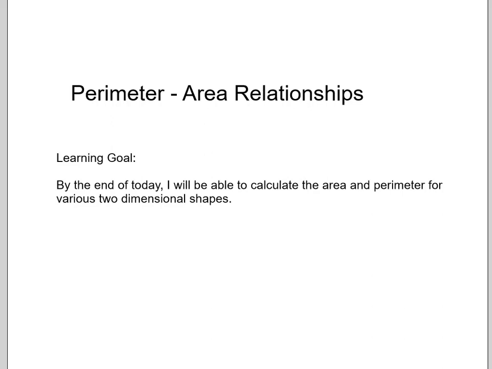All right, today's discussion is going to revolve around perimeter and area relationships. Just a reminder, perimeter is the distance around the outside of an object, and the easiest way to think of it is that you could measure perimeter with a string, and area, the best way to think about it is you could measure it with pieces of paper or tiles, little squares of some kind.